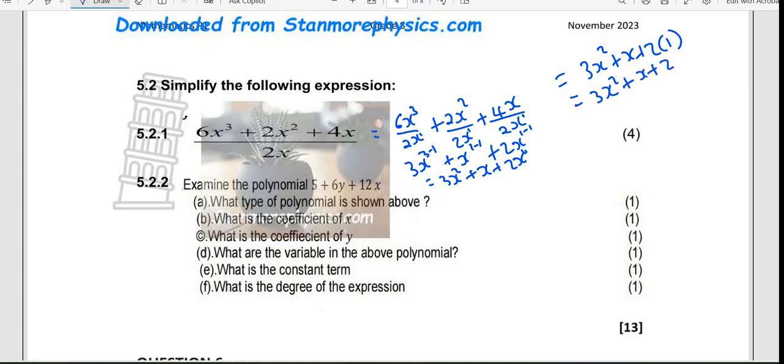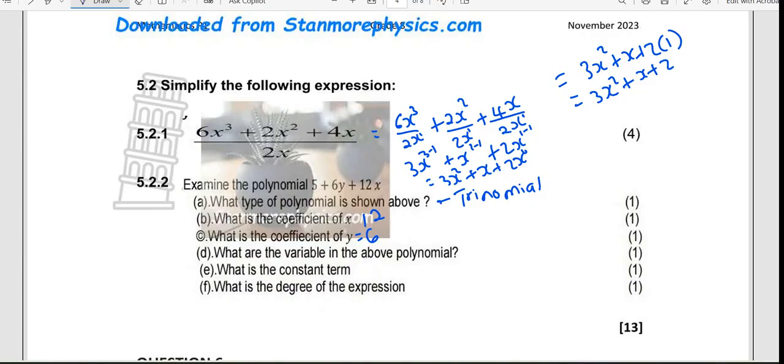Examine the polynomial 5 plus 6y plus 12x. What type of polynomial is shown below? How many terms? 1, 2, 3, so it is a trinomial. And then what is the coefficient of x? Any number that is behind x is the coefficient, which is 12. What is the coefficient of y? The number behind y is 6.